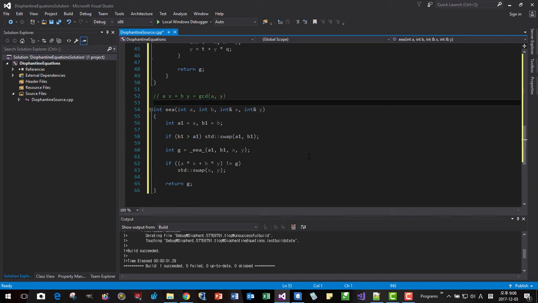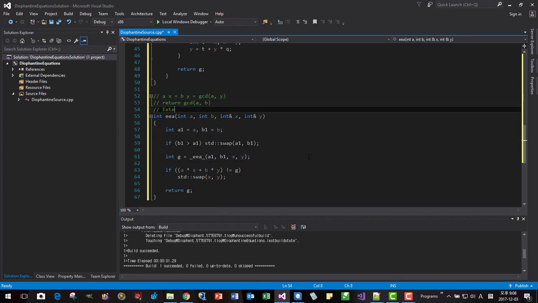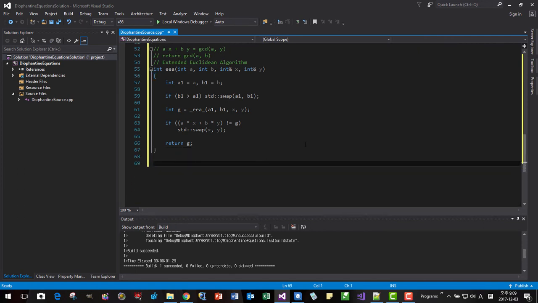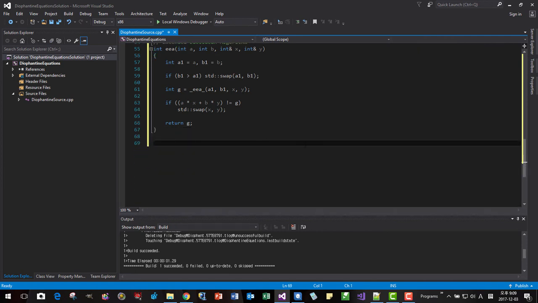It actually returns gcd(a, b). Okay, so this is called the extended Euclidean algorithm. This is the public interface. Now we created the extended Euclidean algorithm. We can now solve our equation.